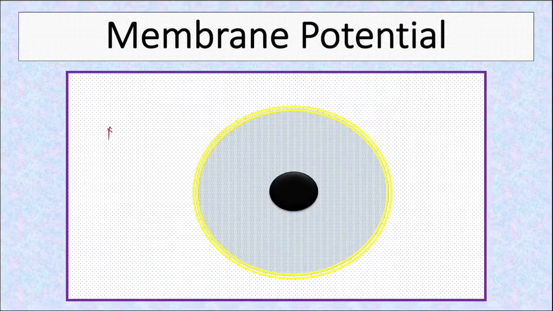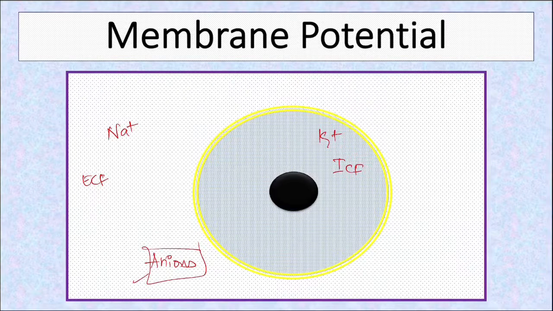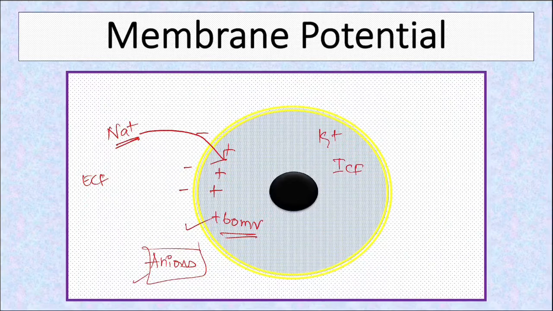For example, sodium is the major extracellular cation and potassium is the major intracellular cation. And let's consider anions to be impermeant in this example. Sodium, if it is allowed to move, would enter the cell and generate a positive potential inside. So at around plus 60 millivolts, the membrane will attain equilibrium. This is the Nernst potential of sodium.